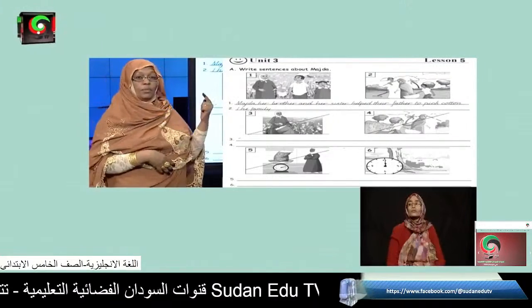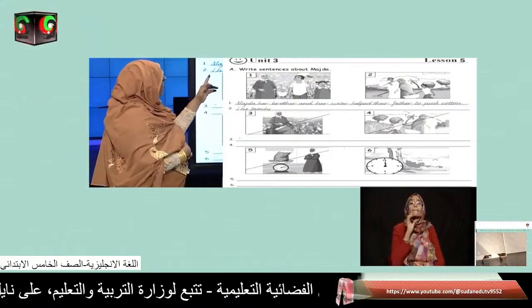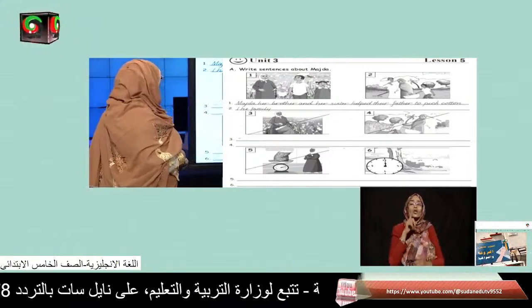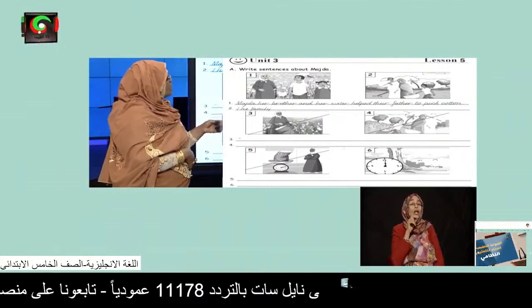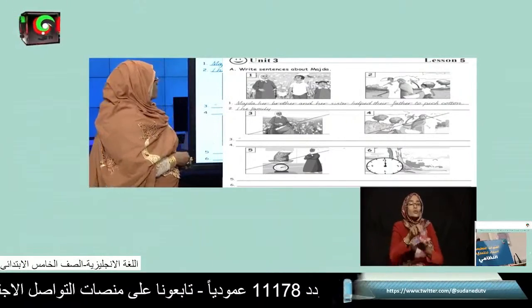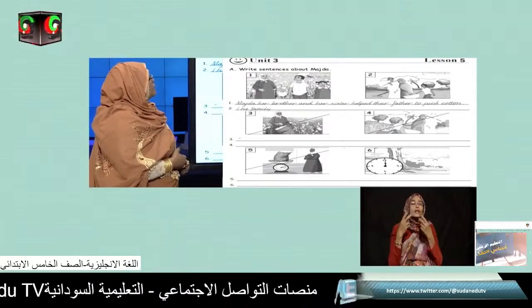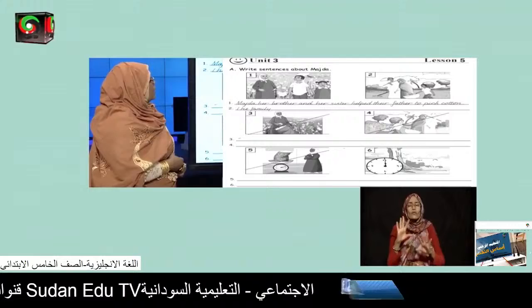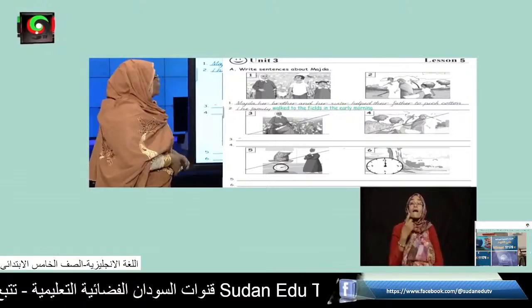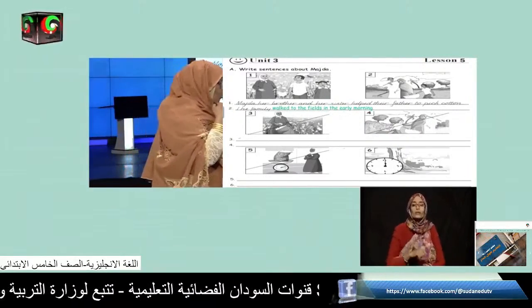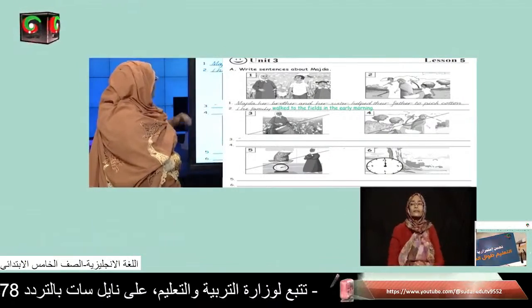Let's have picture 1 as an example. Here we see Magda, her brother and her sister. So, Magda, her brother and her sister helped their father to pick cotton. Look at picture 2. Can you write any sentence here to describe this picture? Of course you can. Let's see. The family walked to the fields in the early morning. Good.